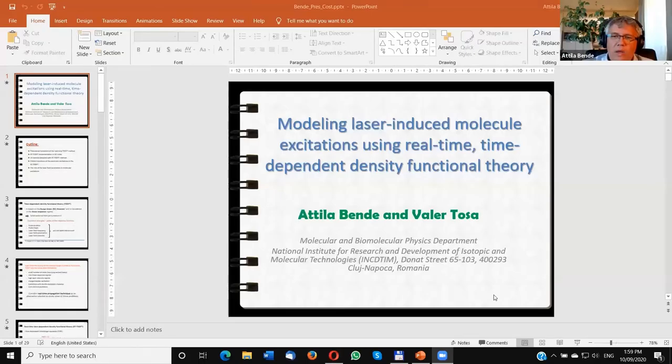Yes, thank you very much for inviting me to this very interesting cost action. Special thanks to Professor Laszlo Nagy and Fernando Martín. And today I will talk about modeling laser-induced molecular excitation using real-time time-dependent density functional theory. I work together with my friend Valer Tosha on this work. Here is my outline. I will talk briefly about the theoretical framework of the real-time TDDFT. Sorry for interrupting. There is no presentation on screen. If you'd like to share your screen, please. Thank you. Sorry, share screen. Yes, we can see that now. Thank you. Sorry.